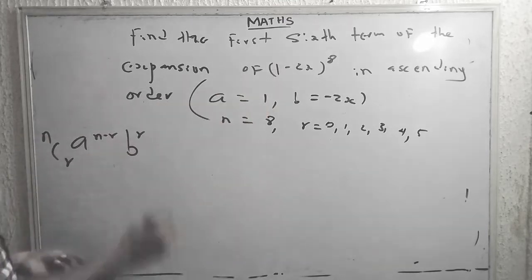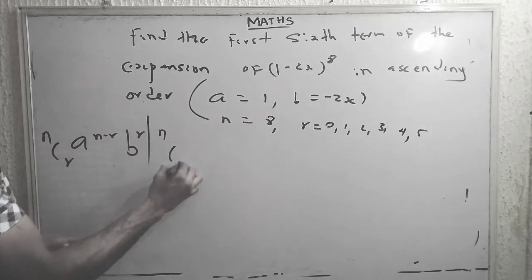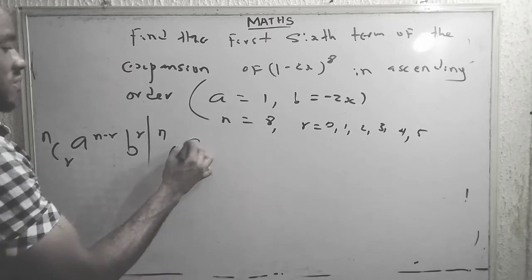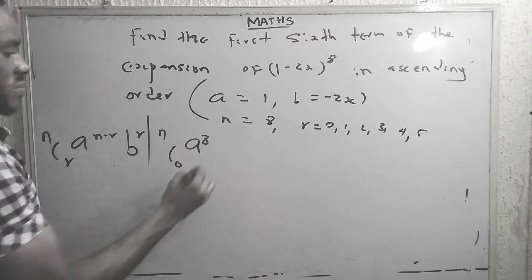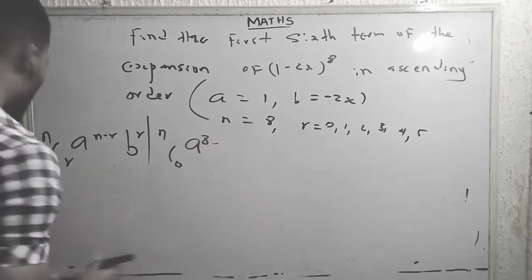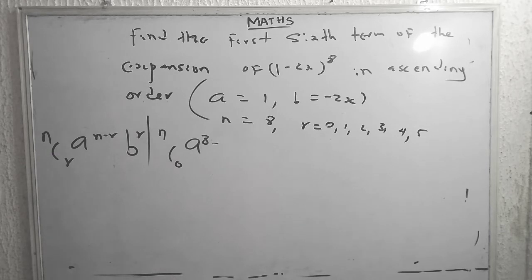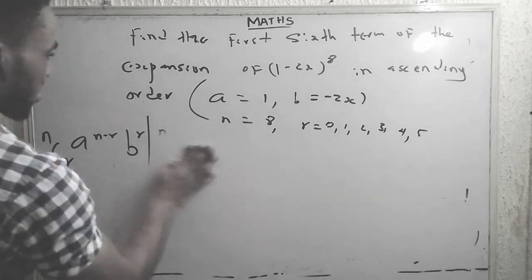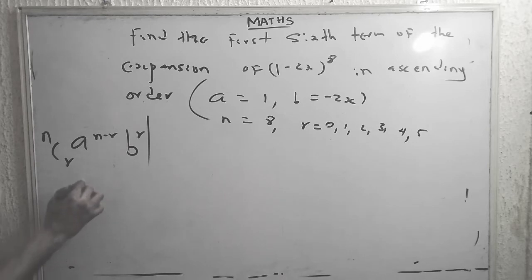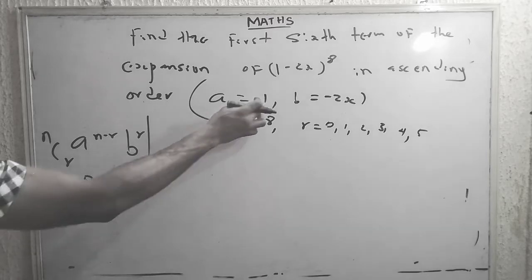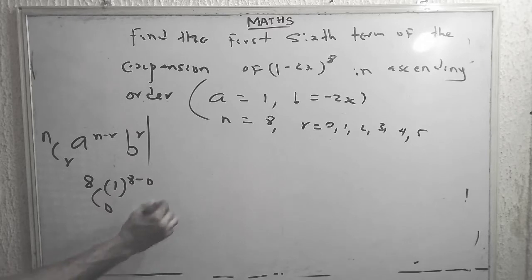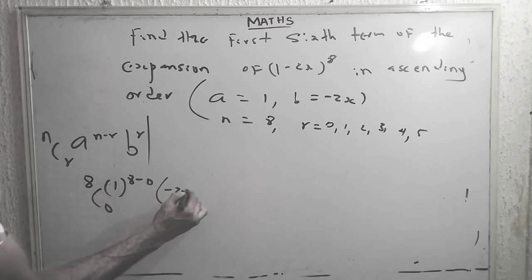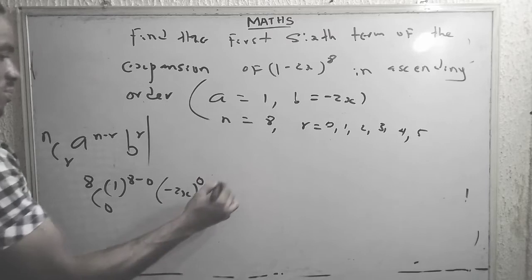So using that, I'm going to have n combination r. Let me use the values directly without wasting much of your time. So for the first one there, I will have 8 combination 0, our a is 1, so let me just put the 1. 1 raised to power 8 minus 0, then minus 2x raised to power 0, plus.